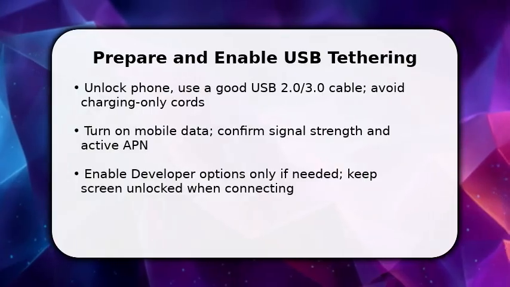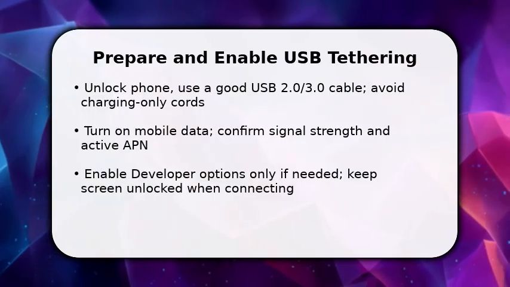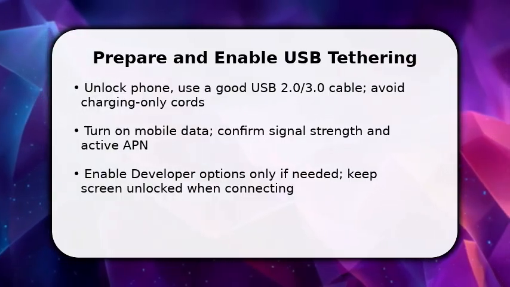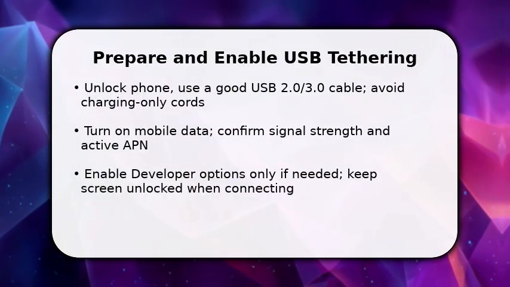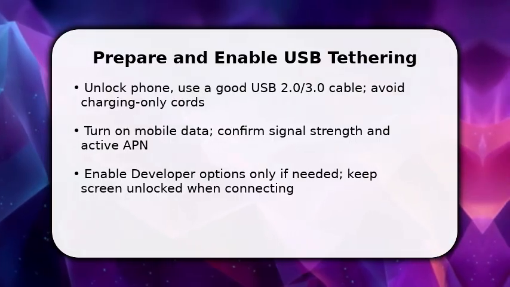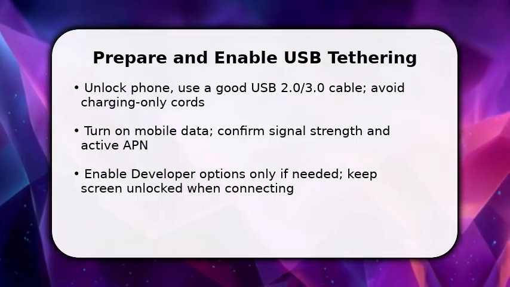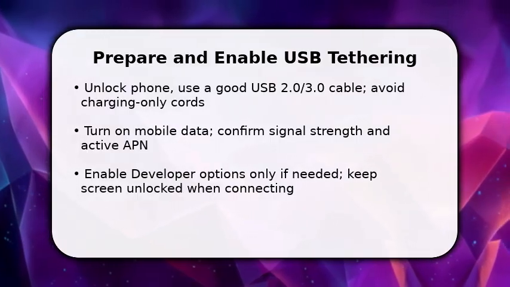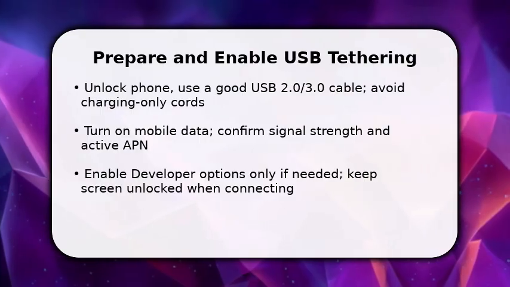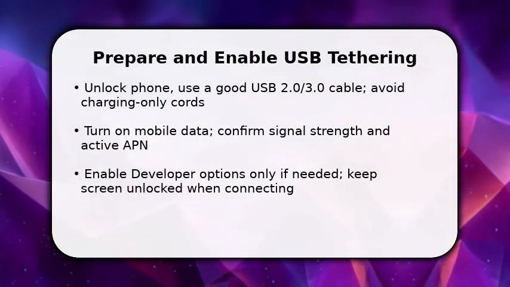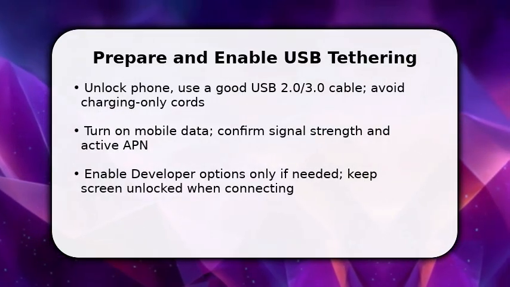You start by preparing the essentials: a working SIM with mobile data, an OEM USB cable, and your phone unlocked. On Android, open Settings, Network, and Internet, then turn mobile data on and tap Hotspot and Tethering, enable USB tethering. On iPhone, connect the cable and enable Personal Hotspot in Settings.